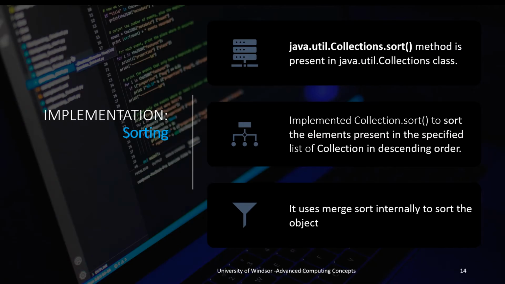Thanks, Rahul. Sorting implementation. In our project, we have implemented sorting using the Collections.sort method, which is an inbuilt method in the Java Collections library. We have used the sort method to sort the results present in a specified list of collection in descending order and then printed the results. Internally, Collections.sort uses merge sort, which is fast, stable, and guaranteed to run in O(n log n) time. Moving on to the next slide.